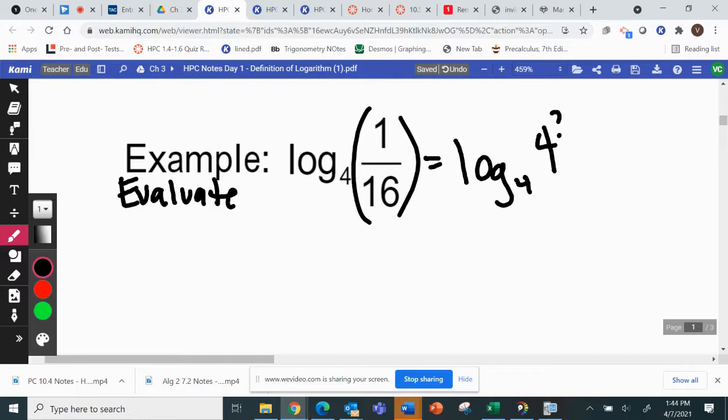So 4 to the what is going to give me a fraction. Negative. 4 to the what gives me 16? So -2 would be, ooh, that was yucky. -2 would be my evaluated answer. Okay, there's no x equals here. It's just a number that is equal to that.